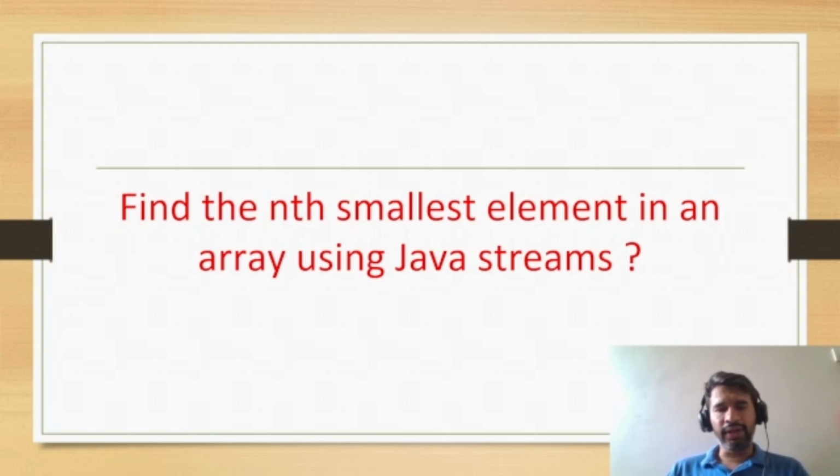So it's an array of integers using JavaScript. We have to find the nth smallest element. It can be first smallest, second smallest. So that's why we have mentioned nth smallest using Java streams. Let's see how to do it.